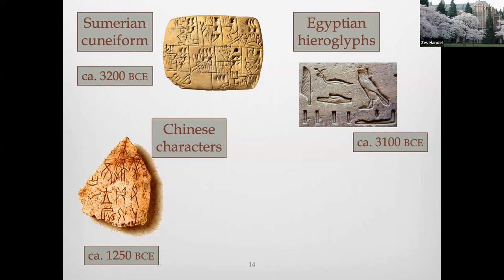Nearly 2,000 years later and far away, the Chinese invented, without knowing anything about the existence of writing, their form of writing that we call Chinese characters. And now, in the front row, what's the fourth one? Is it ancient Mayan? It is.